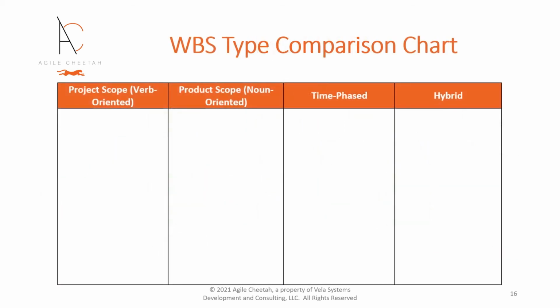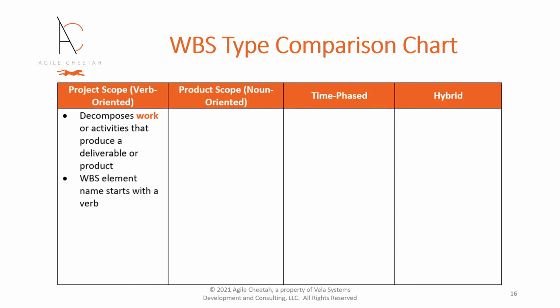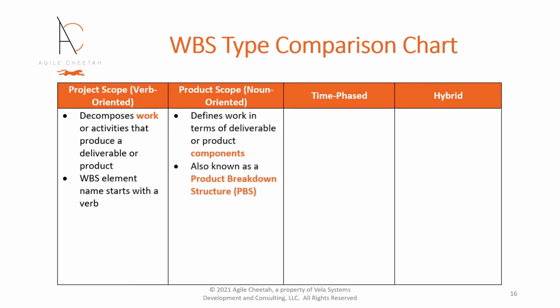This table summarizes the WBS hierarchy types. On the left-hand side, we start off with the project scope or verb-oriented WBS. This type of WBS decomposes work or activities that produce a deliverable or product. Each WBS element name starts with a verb. The next WBS hierarchy type is the product scope or noun-oriented WBS. It defines work in terms of deliverable or product components. It is also known as a product breakdown structure, or PBS.